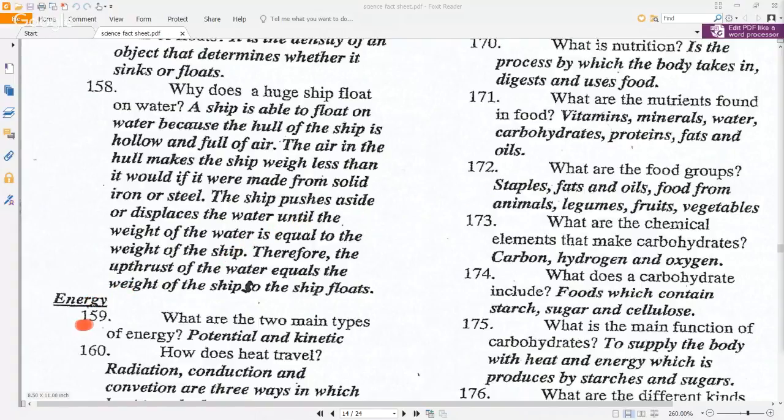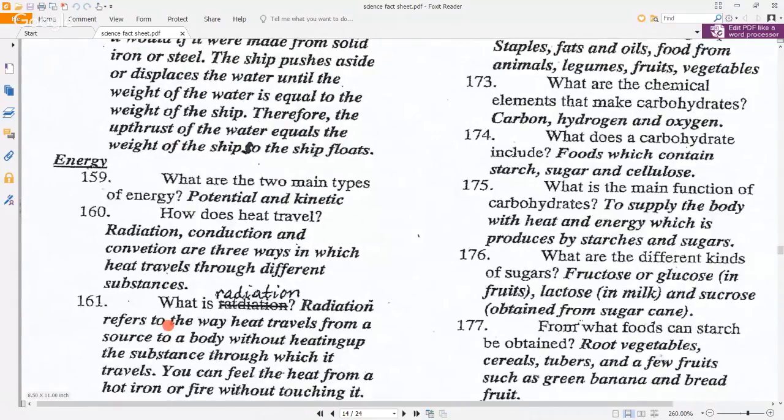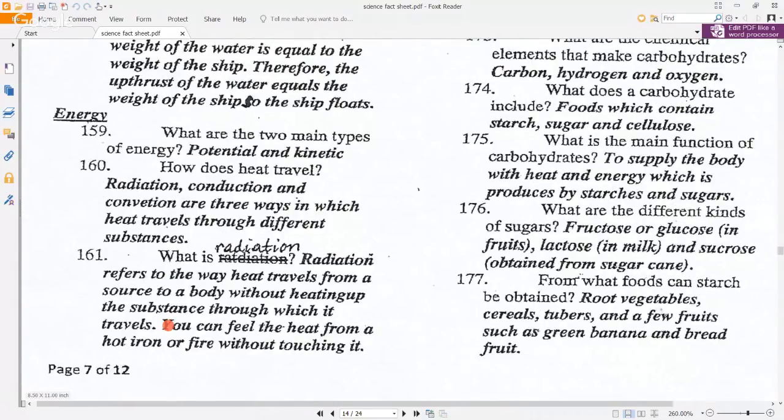Energy, number 159. What are the two main types of energy? And that would be potential and kinetic. How does heat travel? Well, via radiation, conduction, and convection, right? Those are the three ways in which heat travels through different substances.